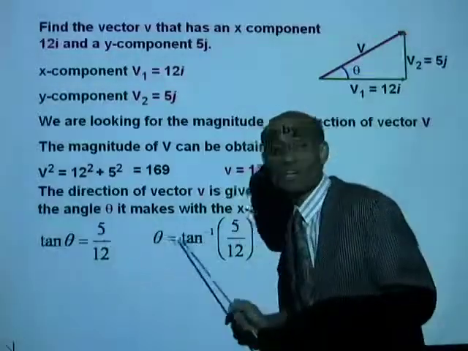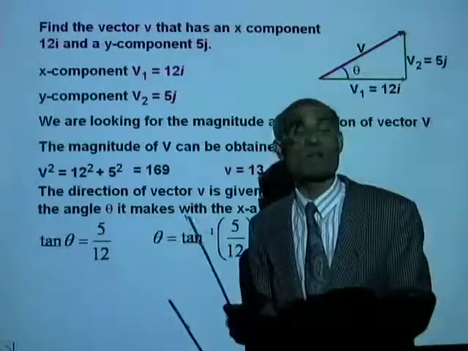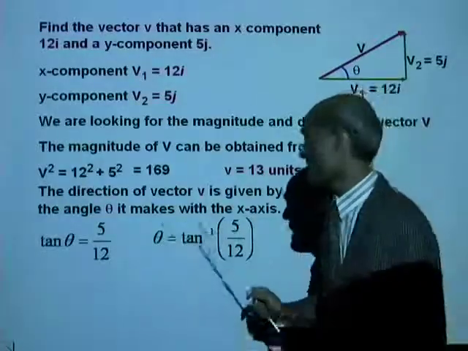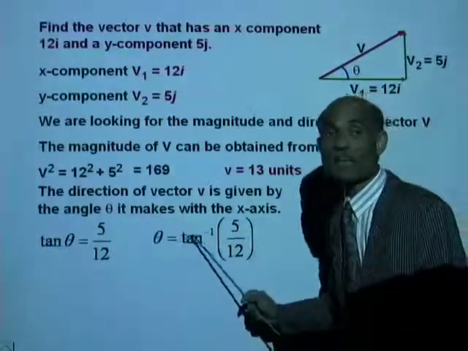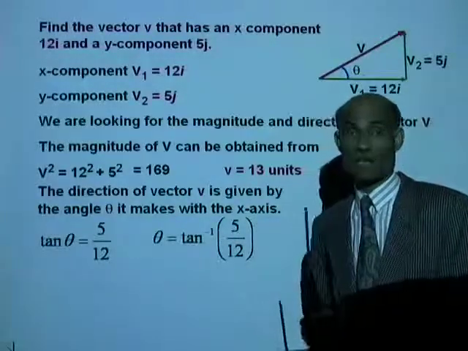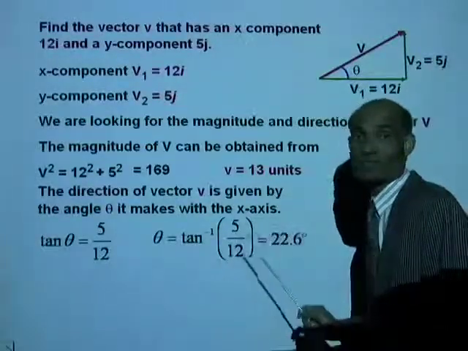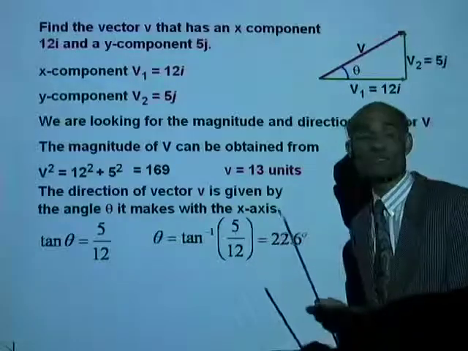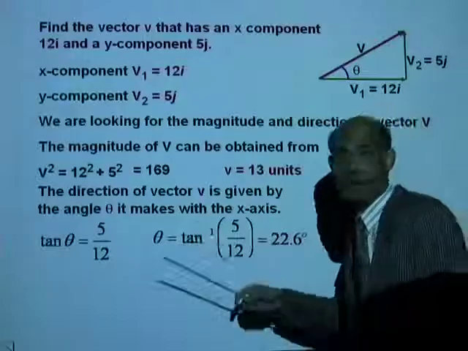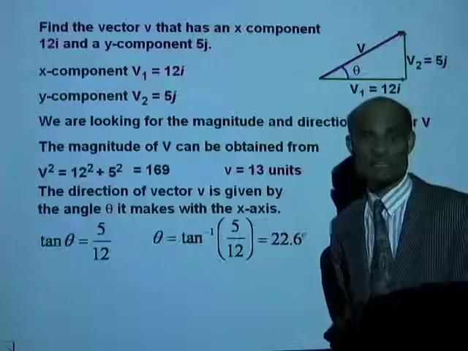So, put in your calculator this quantity, tan inverse of 5 over 12. And keep your calculator in degree mode. Alright? And tell me what that is. Theta equals tan inverse of 5 over 12. Keep your calculator in degree mode and calculate this. It should give you 22.6 degrees. Alright? Don't just sit back and watch this. You've got to be actively participating while you watch these lectures. Okay?